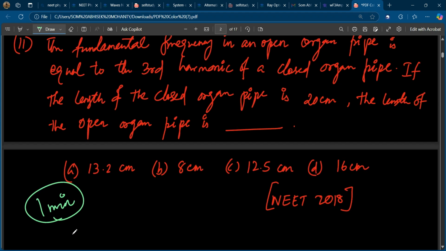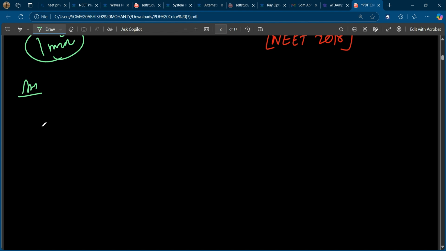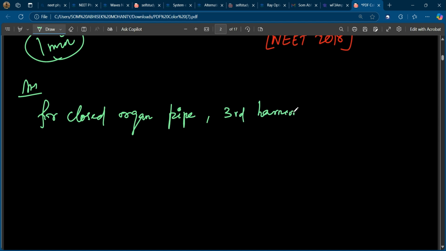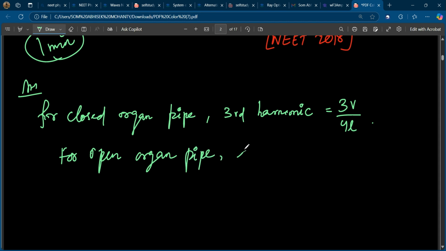Okay. So for closed organ pipe, third harmonic will be how much? Third harmonic is 3v by 4L. Okay. And for open organ pipe, fundamental frequency is how much? Fundamental frequency is v by 2L. Right.